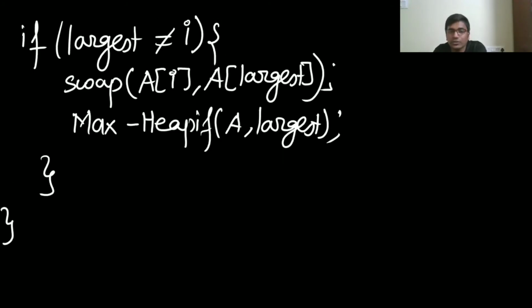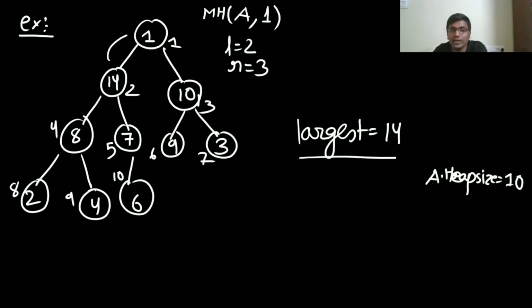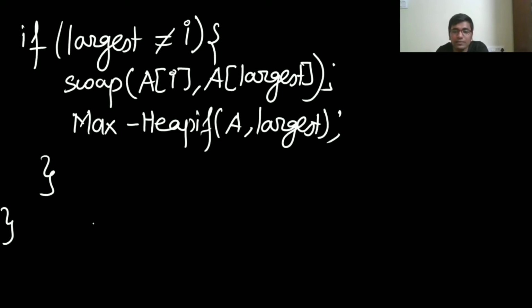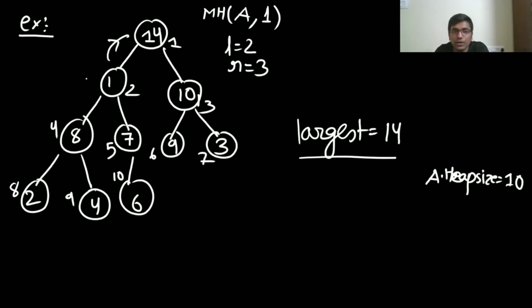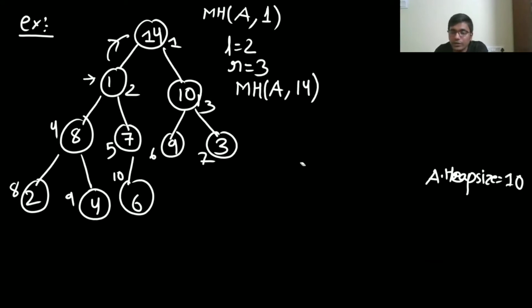It's not equal. Now it says swap the element at I and the element at largest. So these two will get swapped. Here 14 will come and here 1 will come. After that it is calling max-heapify on A and largest. So now it will call max-heapify here. Largest is your 14. So now A is your array and now I is going to be 14.